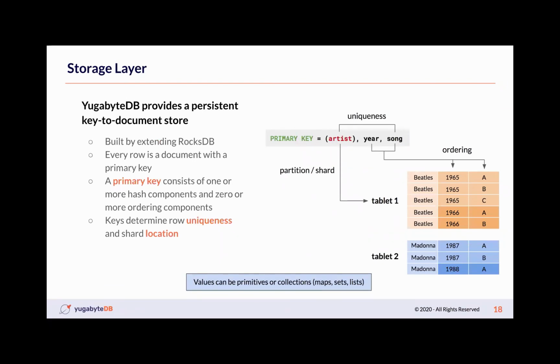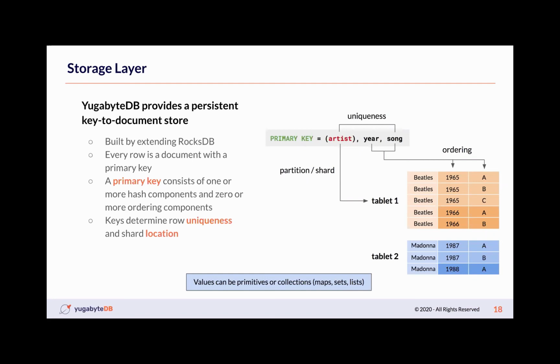Now that the data is replicated across different nodes, the next step is the storage layer, how data is actually stored on disk. Note that YugabyteDB is optimized for SSDs. So it expects an SSD to work on. It wouldn't be very optimal to run YugabyteDB on hard disks. YugabyteDB internally stores data as documents. So it provides at the storage layer a persistent key to document store. It's built by extending RocksDB and converting it from a key to value to a key to document store.